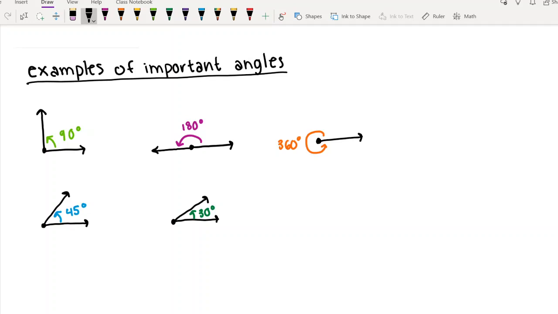And then another important one, as I just said, is 60. 60 is like if you took that 30-degree angle and did two of them. So maybe something like this. What color have I not used yet? I'll use red. So this would be a 60-degree angle. These are angles that you should be familiar with. You should be able to quickly sketch what they look like. Of course, there are other angles in between these, but these are the ones you want to be really familiar with.